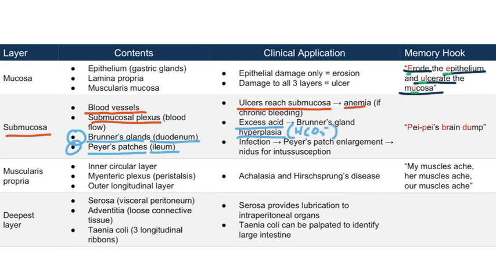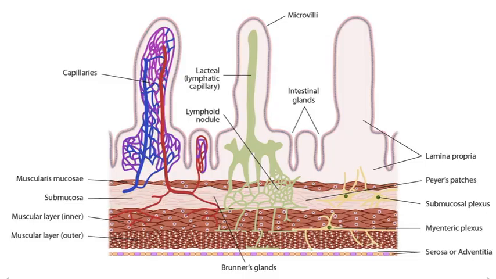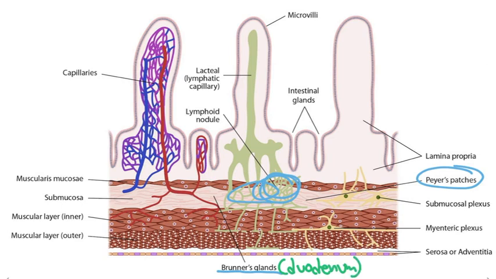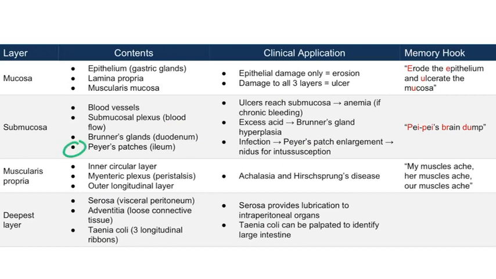The Peyer's patches are lymphoid aggregates involved in the immune function of the body. Looking here, we can see the Peyer's patches, pointing to this lymphoid aggregate within the submucosa. With reference to Brunner's glands, when we're in the duodenum, we would expect to see Brunner's glands within the submucosa. Okay, now we're bouncing back to the Peyer's patches idea. If there's an infection, these lymphoid aggregates will enlarge, and this enlargement of Peyer's patches creates a nidus for intussusception. Let's explain what this means.